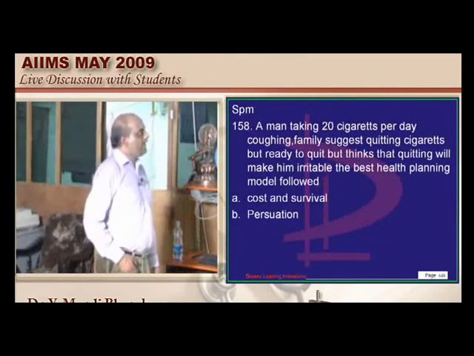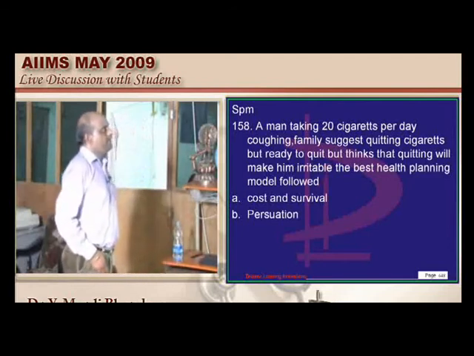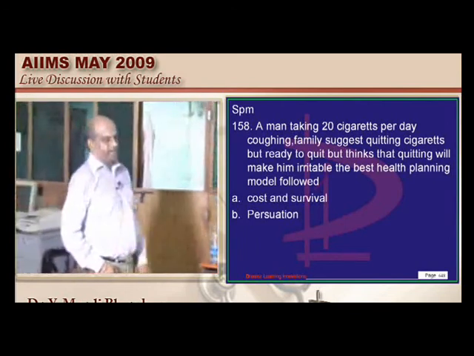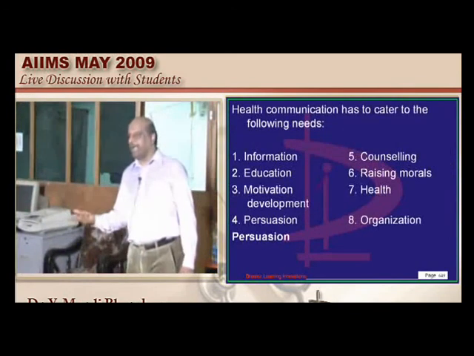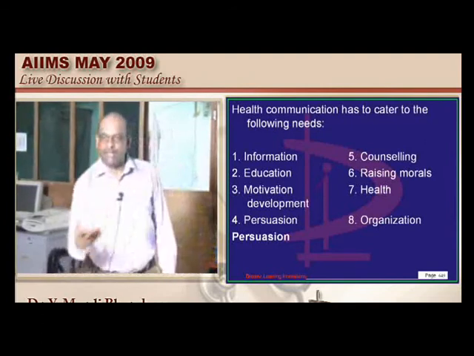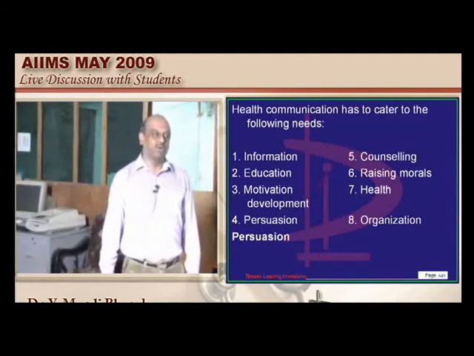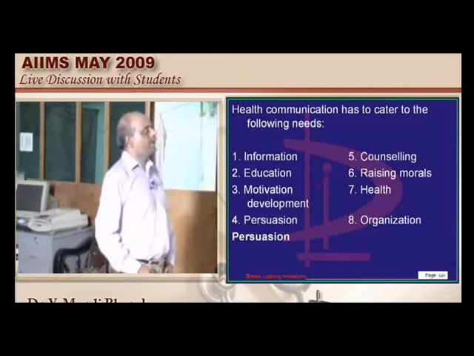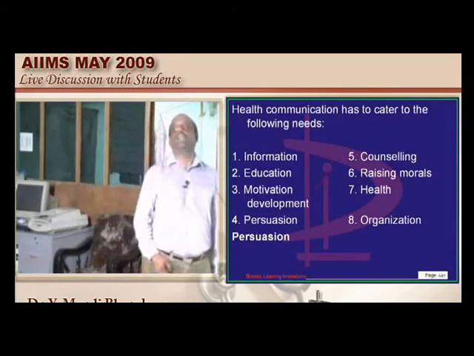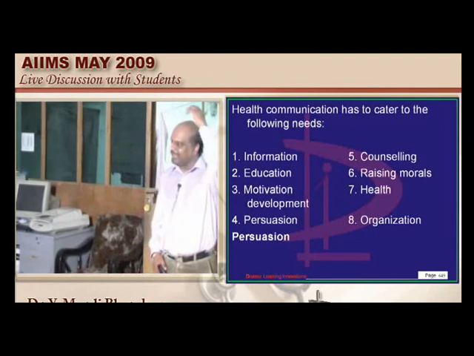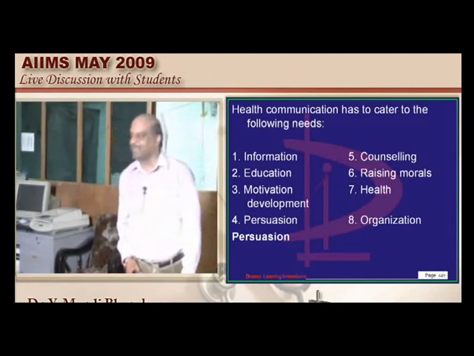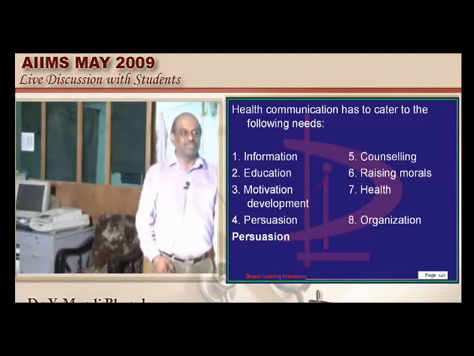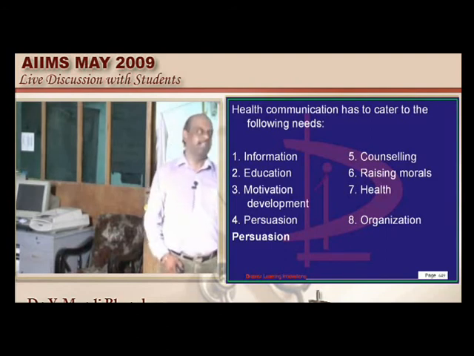Now, a man is taking 20 cigarettes per day, coughing, family suggests quitting, he is ready to quit, but thinks quitting will make him irritable. What needs to be done? Irritate him in other ways and show that you can become irritated by this also, not only by quitting smoking. So persuasion is one of them: persuasion, motivation, education, information, raising morale, health development, organization. Oh, it's all the Bhagavad Gita's last chapters in SPM. Generally we don't read that, because without reading all that we can clear our SPM exam. But for the entrance, at least English you must know.